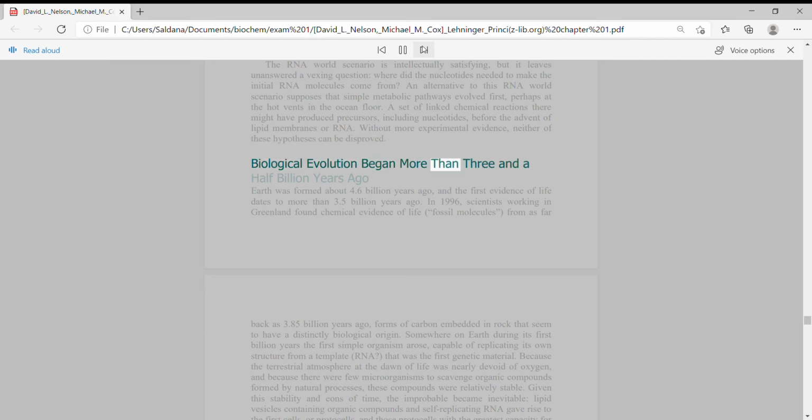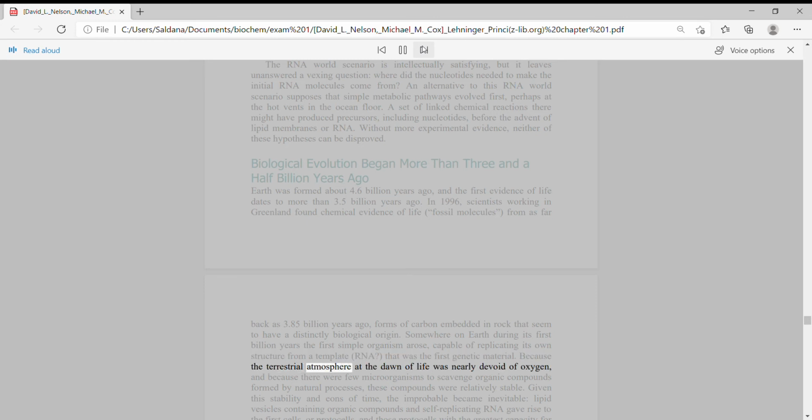Biological evolution began more than 3.5 billion years ago. Earth was formed about 4.6 billion years ago, and the first evidence of life dates to more than 3.5 billion years ago. In 1996, scientists working in Greenland found chemical evidence of life, fossil molecules, from as far back as 3.85 billion years ago, forms of carbon embedded in rock that seem to have a distinctly biological origin. Somewhere on Earth during its first billion years, the first simple organism arose, capable of replicating its own structure from a template, RNA, that was the first genetic material.